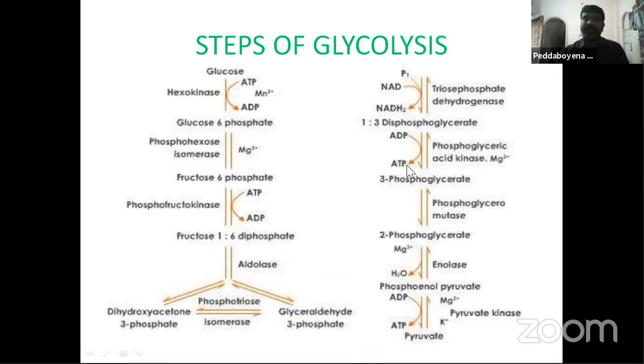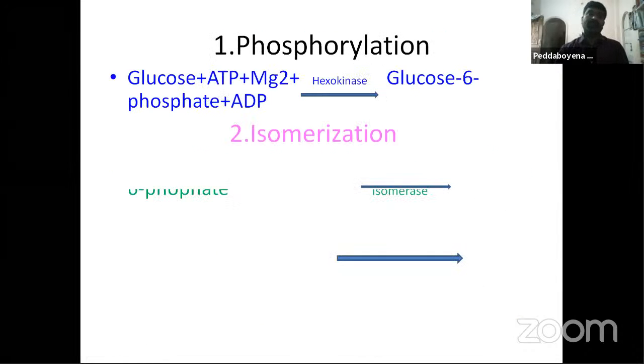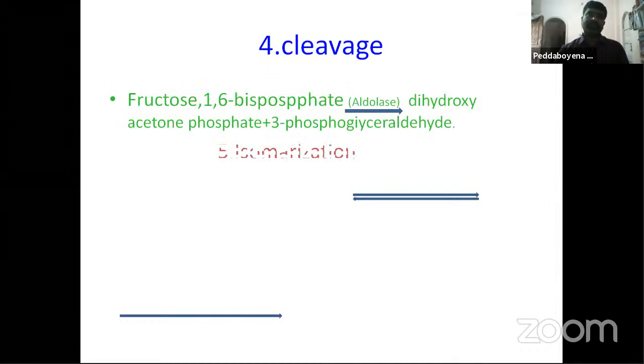And here ATP, but how many molecules? 2. So here 2, here 2. So these 2 give 4, and these give 4. So total 8 ATPs are formed, and 1 ATP and 1 ATP are consumed. 8 minus 2, so a total of 6 ATPs are the net gain in glycolysis. That is very important.